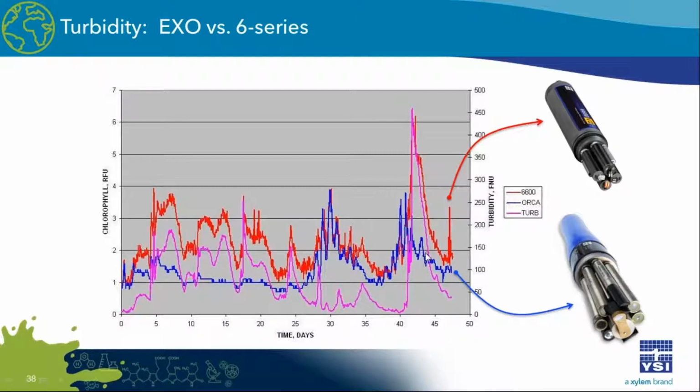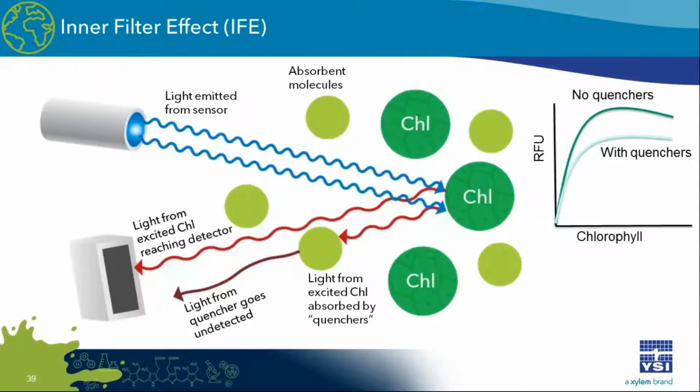Generally speaking, we don't see that type of interference with the EXO. The EXO seems to be less prone to turbidity interference. And this is one of the advantages of that sensor construction that I was talking about, and those tighter bandwidths giving you better specificity. So turbidity can be an issue for you. If it is an issue, you need to make sure you're tracking it and understand if and when it might affect what you're trying to measure.